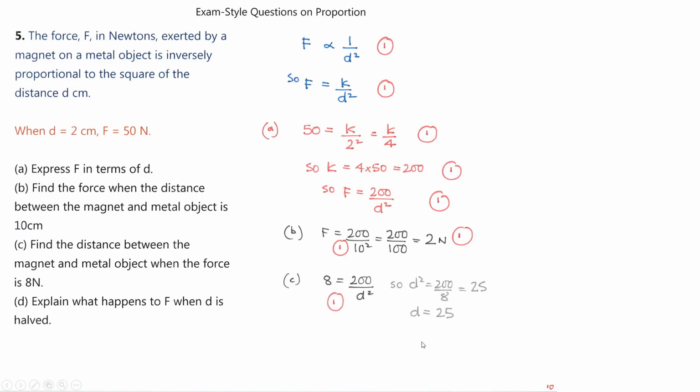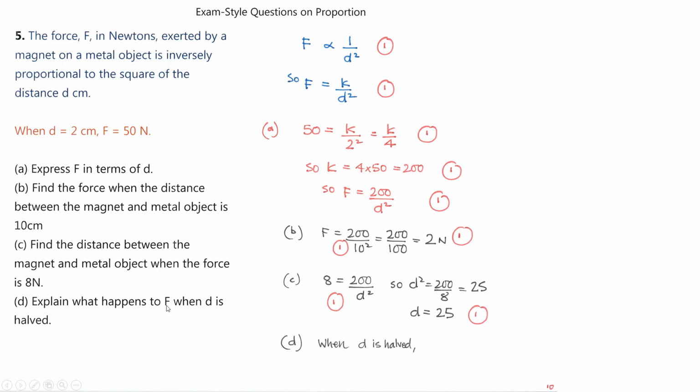That gets a mark. And then d squared must be 200 divided by 8. Just flip these around. We could multiply both sides by d squared and then divide both sides by 8, and we get d squared equals 200 divided by 8. 200 divided by 8 is 25. And wow, we've got a nice square number. So if d squared is 25, that's a mistake there. That should actually be 5. So if d squared is 25, d would be 5. Okay.